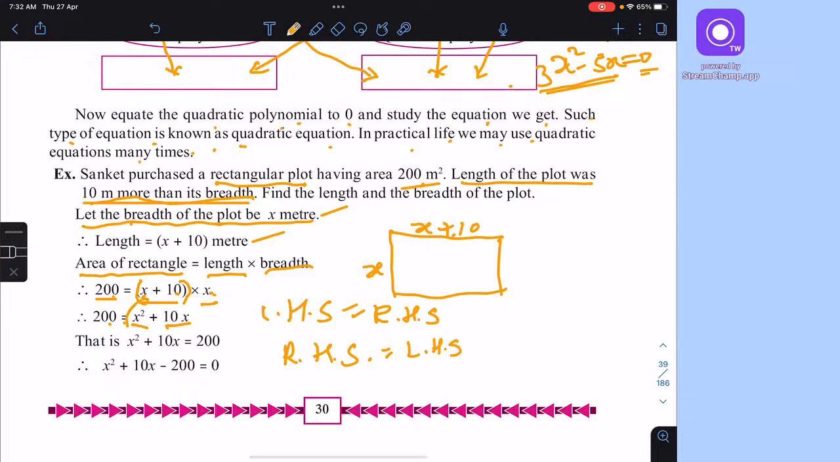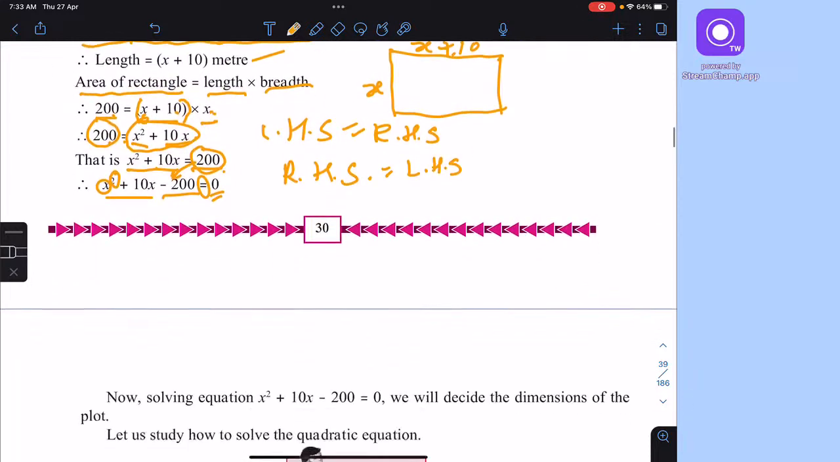So x square plus 10x, which was on the right hand side, they are written on left hand side. And 200, which was on left hand side, they are written on the right hand side. So from this we can get this. And if you want to write something equal to 0, this x square plus 10x is written as it is, and this 200 from right hand side is transposed to left hand side. It becomes minus 200. So here you will find that this is an equation in which x is the only variable and the highest degree of the variable is 2. So this is a quadratic equation.